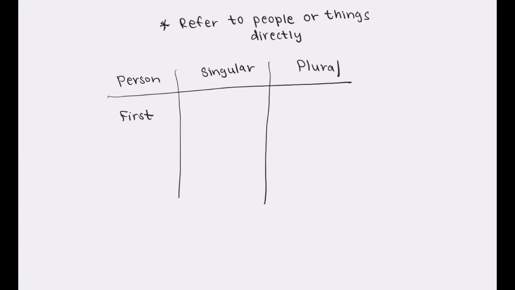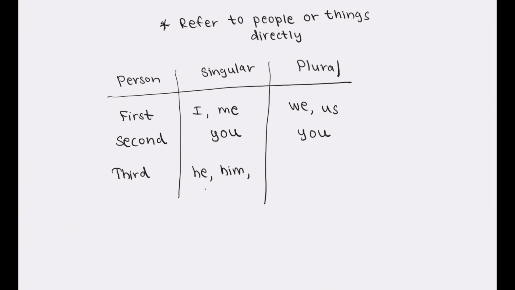First person, singular personal pronouns are I, me. Plural, we, us. Second person, singular, you. Plural, you. Third person, singular, he, him, she, her, it. Plural, they, them. I'll give you some examples.